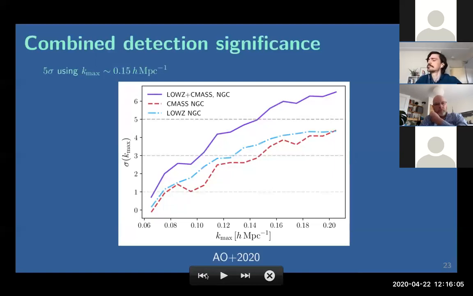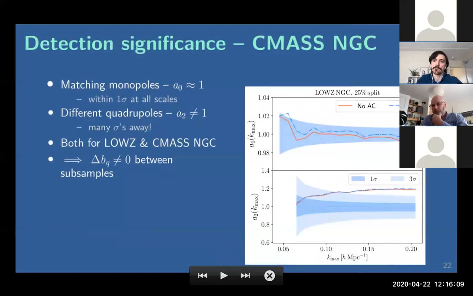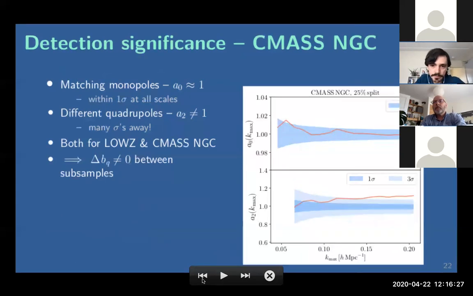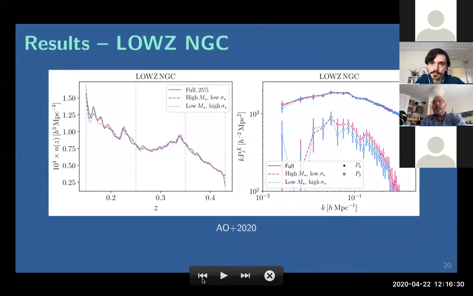But this is the significance, but I guess you had the K dependence in the previous, here. Yeah. So here you see it increases with K max. Although I don't know, this is a cumulative. Sorry, this is not the K dependence, this is the significance again. So if you go back to the plots of the quadrupole, Andrej. Yeah, so this is showing the K dependence of these monopoles and quadrupoles.